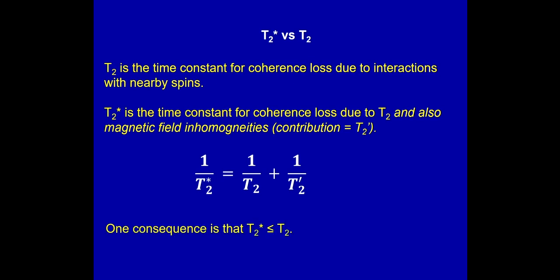One consequence, if you go through and plug in some different values for these numbers, you'll find that T2 star can never be greater than T2. T2 is the best you'll ever get as far as this phase, this relaxation rate. And there's really nothing we can do about T2. That's just something inherent to the molecule in its environment. There are often things we can do about the T2 prime part. But if you're looking for the best, the longest T2 star you can ever get, this is it.